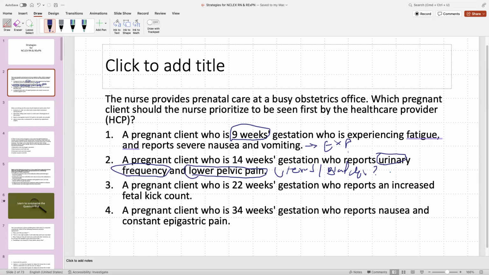Pregnant client who is 24 weeks gestation who reports an increased fetal kick count. So, fetal kick count. Do you know when the fetal kicking, all those things, start? What do you guys think? Any idea? Even if you don't know, it's fine. But still, what do you think?